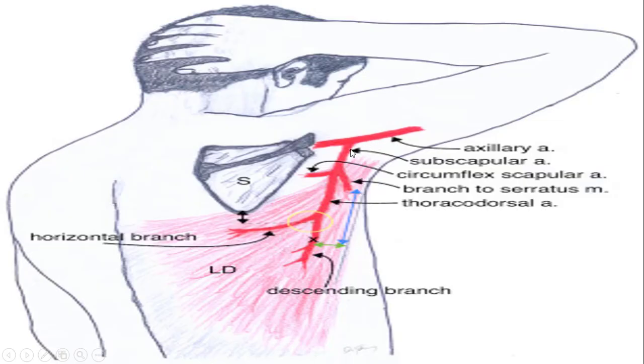Here is the axillary artery, the subscapular artery, giving circumflex arteries, and the thoracodorsal artery, supplying the big chunk of the muscle. It has a descending branch and a horizontal branch, while the medial part of the muscle is supplied by dorsal branches of posterior intercostal arteries and lumbar arteries.